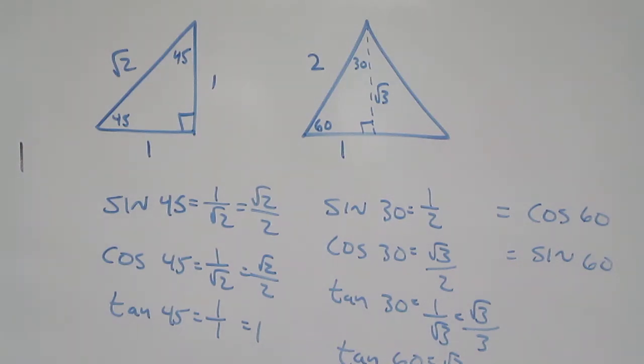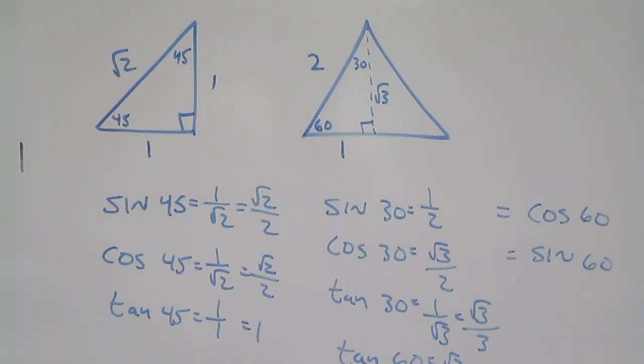Alright, before we actually get into doing some examples, we need to look at two very special triangles that you would have learned about in geometry. One is a 45-45-90 triangle that's on the left. Notice since it's 45 it's isosceles, and so the two legs would both be 1. If you do Pythagorean theorem, you get the hypotenuse to be square root of 2.